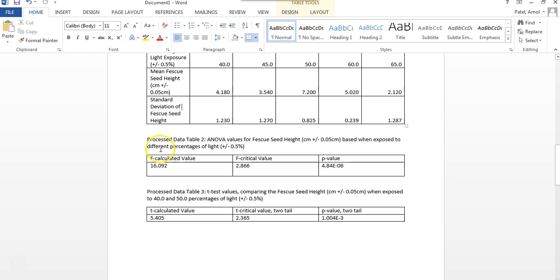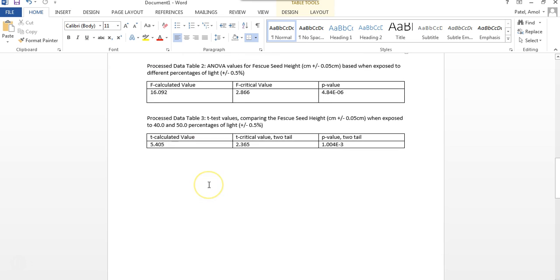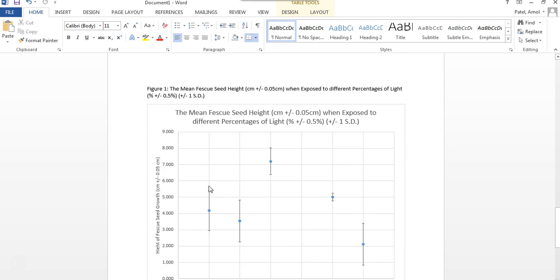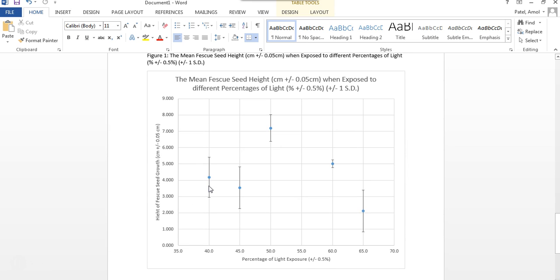And then what we have here is process data table 2, which is my ANOVA values, and process data table number 3, which is my t-test values. And I could have more charts, or excuse me, more tables if I did further t-tests. If my ANOVA test showed that there was no significant difference, then I wouldn't have a t-test chart at all. And then what I've done is transferred my graph into this and updated it.